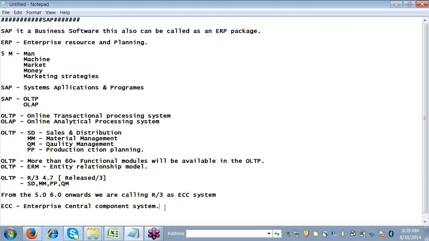So the OLTP operational system will be like the R3 system. R3 means Release 3. In the earlier versions, 4.6 and 4.7, we used to call it R3, but from version 5 and 6.5, we call it the ECC system. ECC stands for Enterprise Central Component System. All the business transactions happen in the ECC system, so this can also be called an OLTP system. We can also have different kinds of OLTP systems, not only R3 or ECC, and from those OLTP systems also we can extract the data into the BW system.